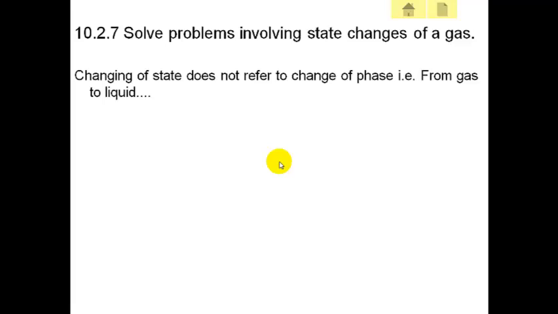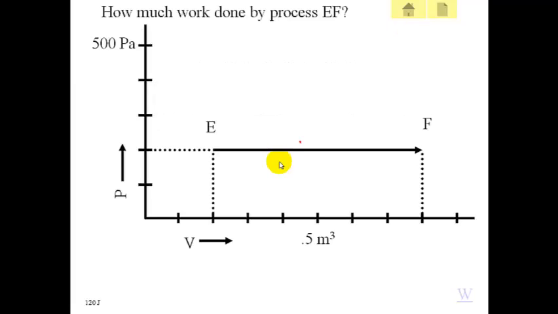Now we have to solve problems involving the state changes of a gas. Changes of state, by the way, do not refer to changing of phase, i.e. from gas to liquid. Remember, we're talking about ideal gases. They do not change state or phase. How much work is done going from E to F? You can figure that one out. Pause.